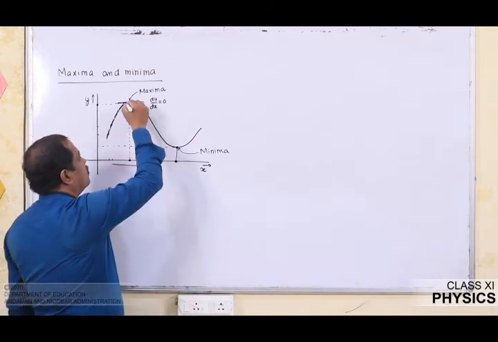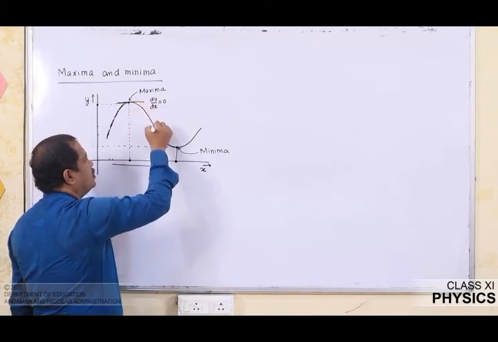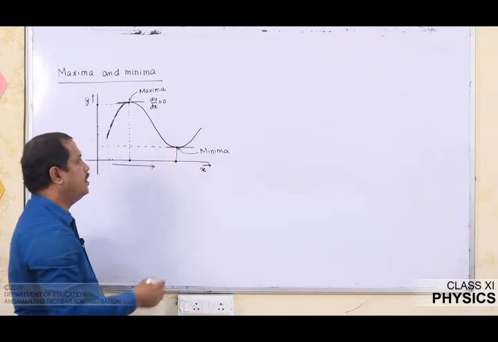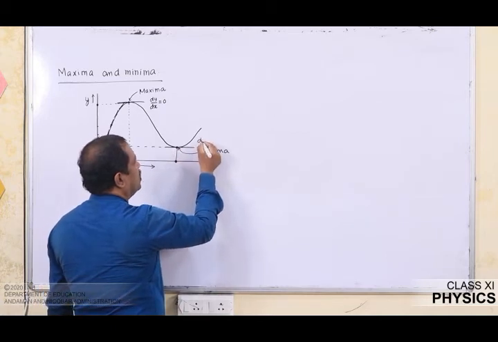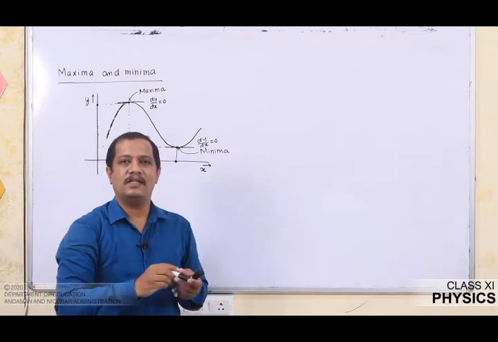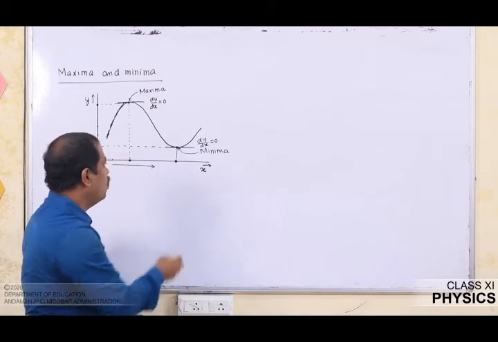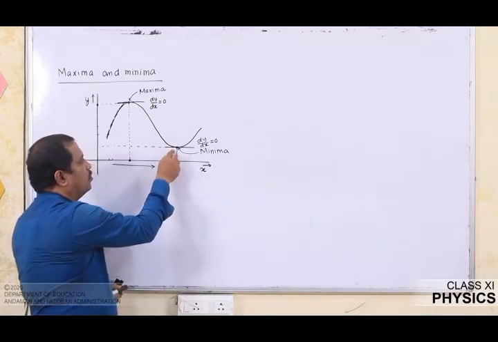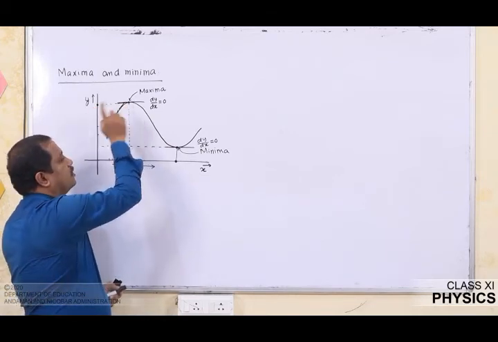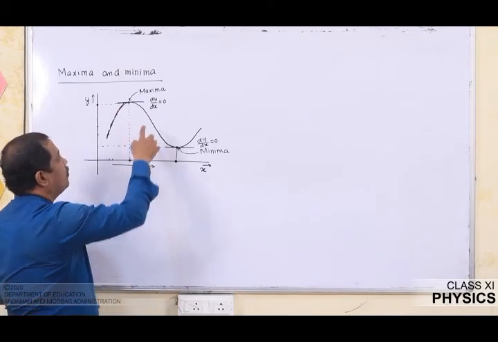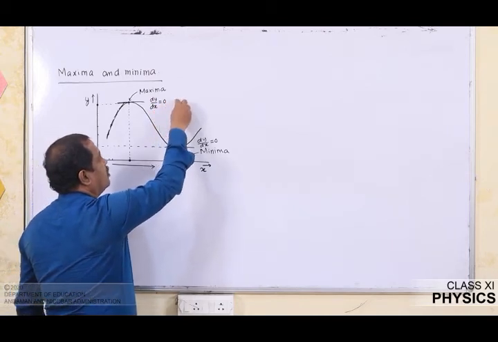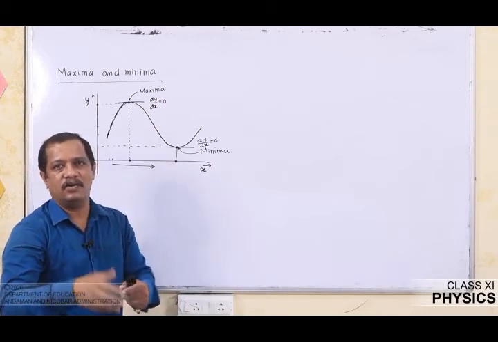Similarly, if I further follow the graph, I see that the slope is continuously changing, and at the minima, again the slope is 0. So when the slope is 0, again I say dy over dx is equal to 0. So it is very easy to identify at what value of x the minimum value of the function y is, and at what value of x the maximum value of the function y is. How? I am going to differentiate the function with respect to x, equate that value to 0, and calculate the value of x.